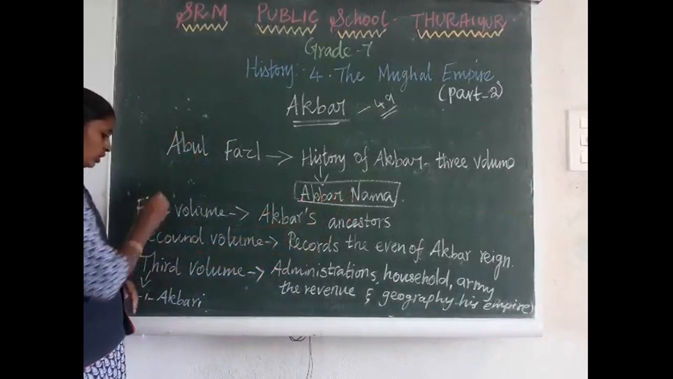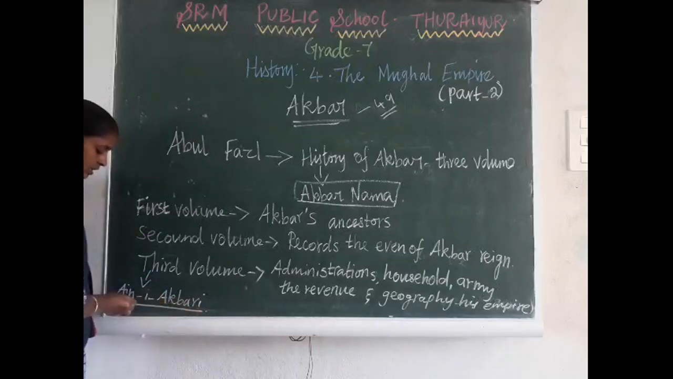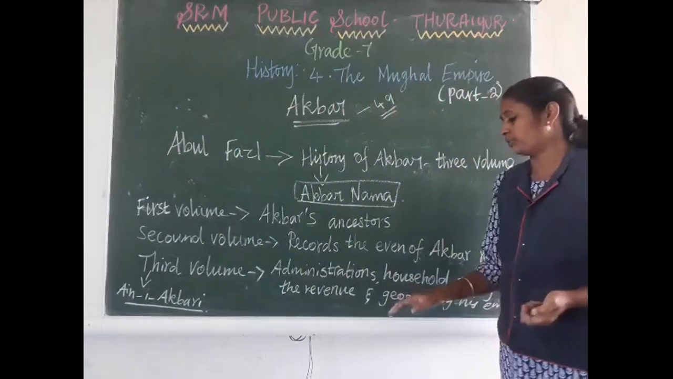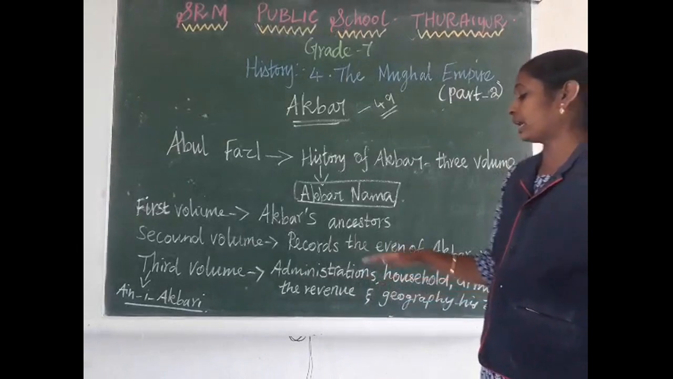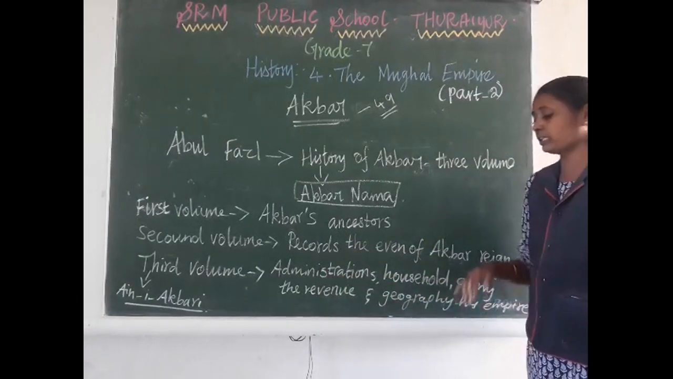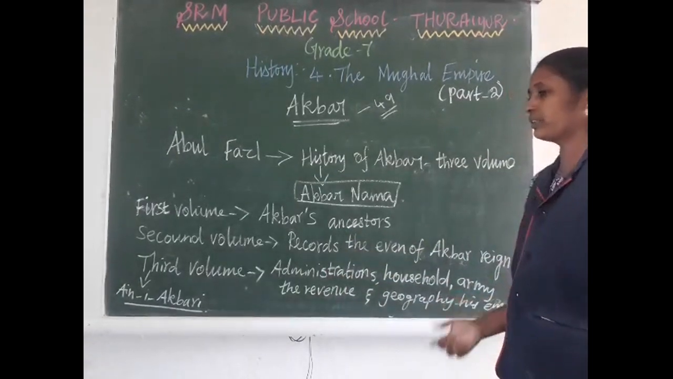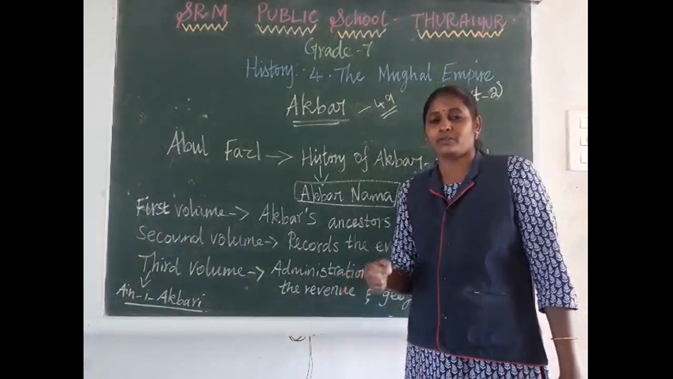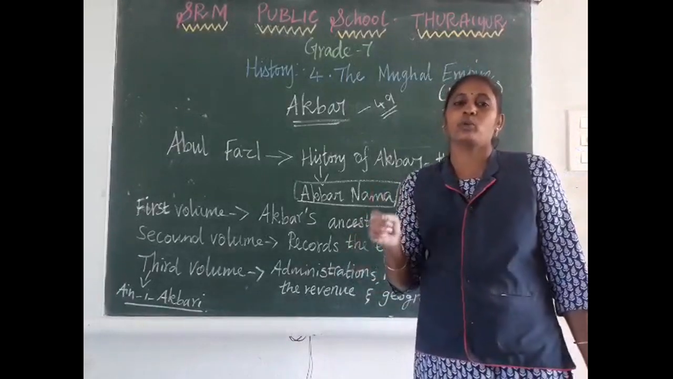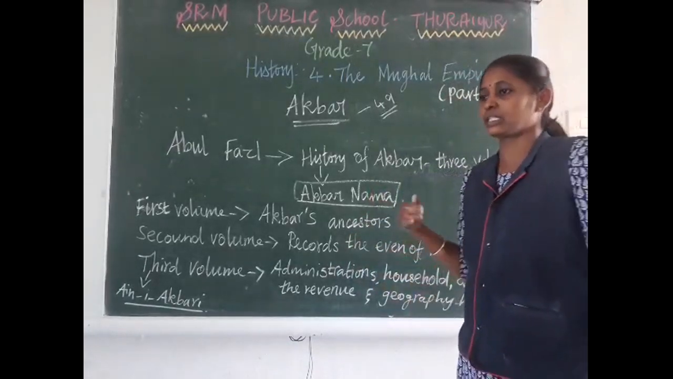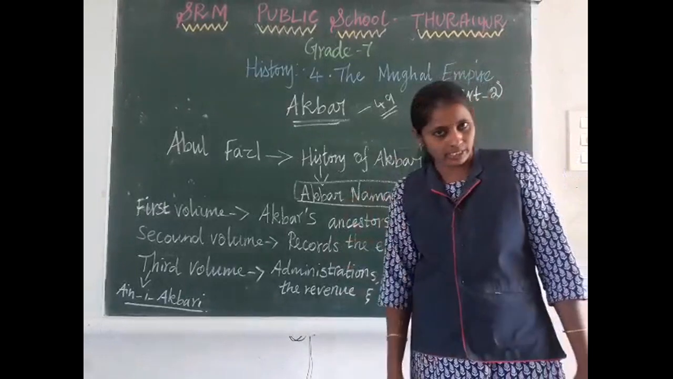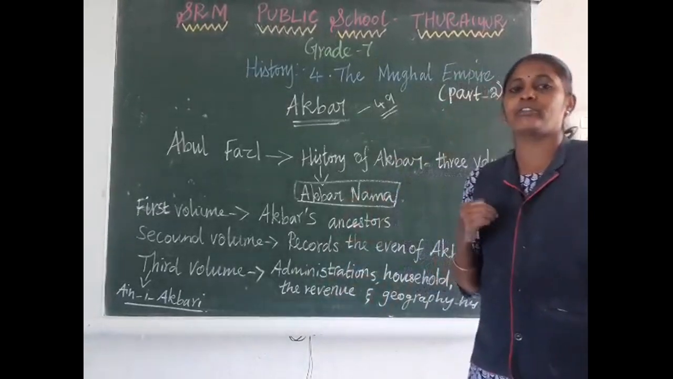The third volume is called Aini Akbari. The third volume is the important volume. It explains the administration method of Akbar, the household activity, the army, the revenue and the geographical features of the region, everything. One interesting fact in this book is that it explains at what time in the morning Akbar woke up, what his regular activities were, what he took for breakfast on a particular day, and what type of dress he wore, everything very carefully noted down.